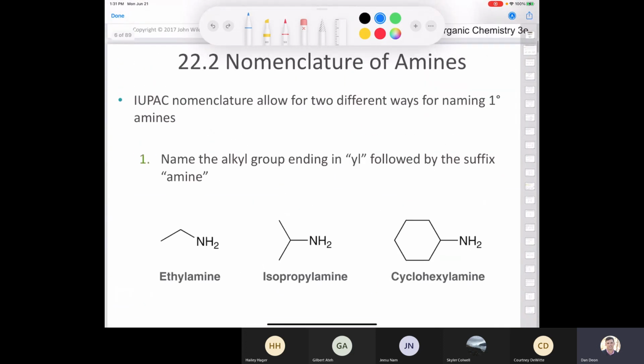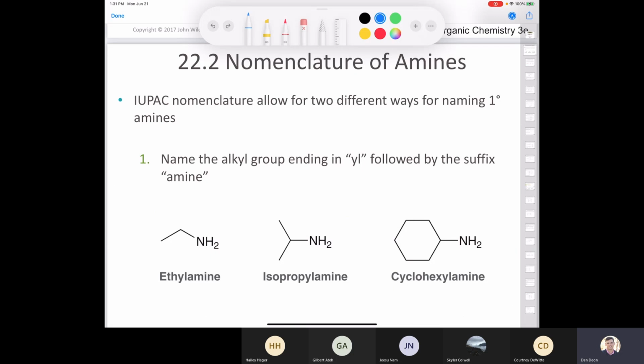Well, the nomenclature of amines, like I told you, can get pretty tricky. Naming primary amines isn't all that bad. It's naming secondary and tertiary amines that can get a little bit trickier, and I'll show you how to name those. So there's two different ways to name a primary amine.